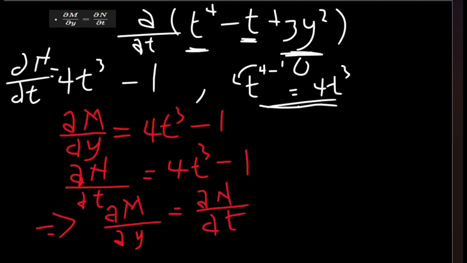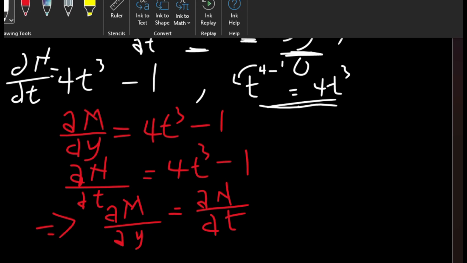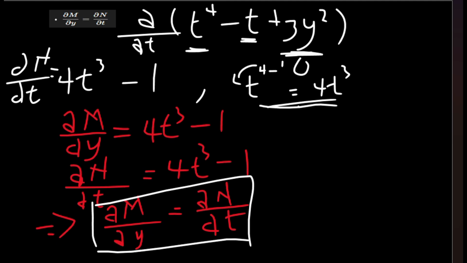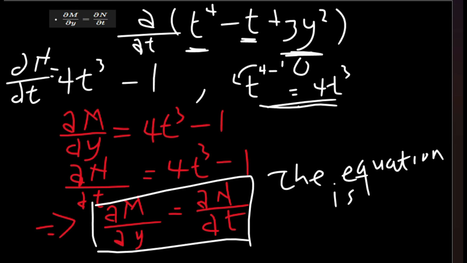We've checked for the exactness of the equation, and we realized that they have the same value. Let's say if we put t equals 1 into both equations, we get 4 minus 1, which is 3. So the equation is exact. This is our conclusion. We've concluded that the equation is exact.